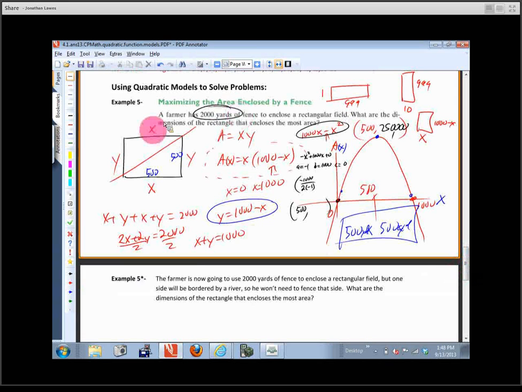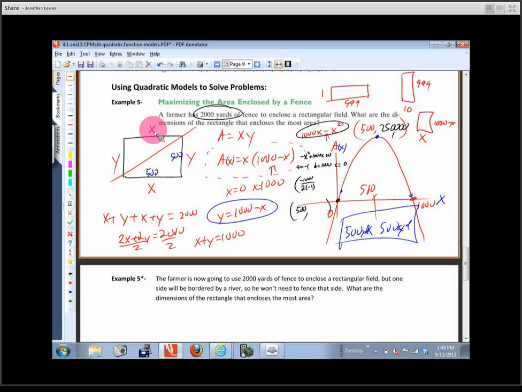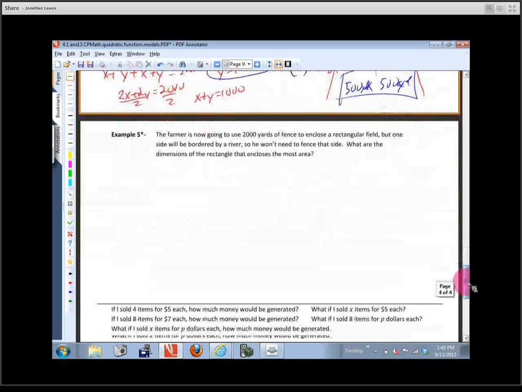Does anybody know roughly how long that is in miles? It is, very good. How many feet in a mile? 5,280. If this is 3 feet in a yard, this is 6,000 feet of fence. Okay, so this is a ton of fencing. Okay, any questions? Okay, flip the page over.